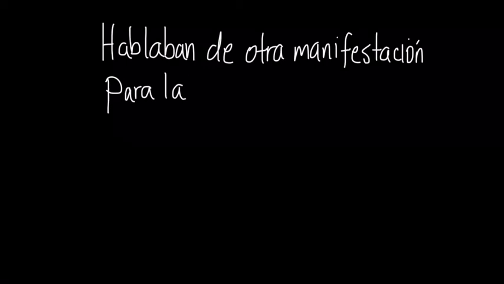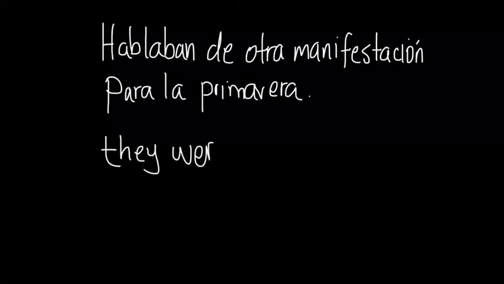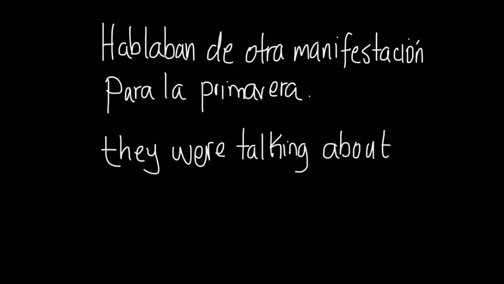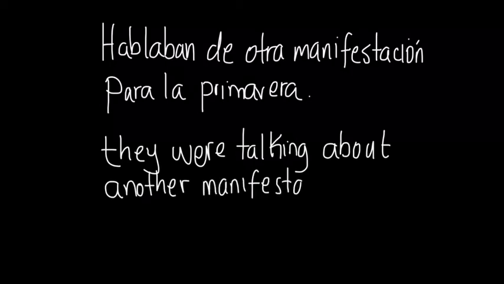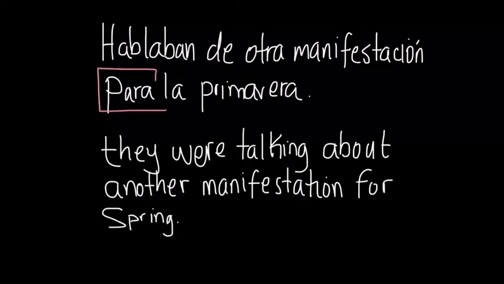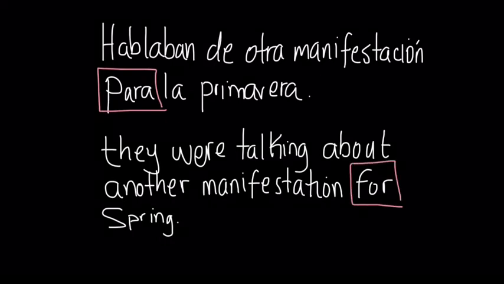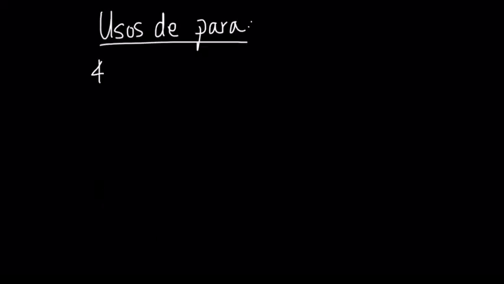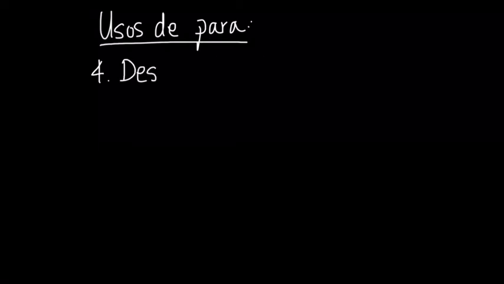So, let's take a look at another example. Hablaban de otra manifestación para la primavera. They were talking about another manifestation for spring. So in this case, because spring is my deadline or my expected time, then I use para, and the equivalent is for.